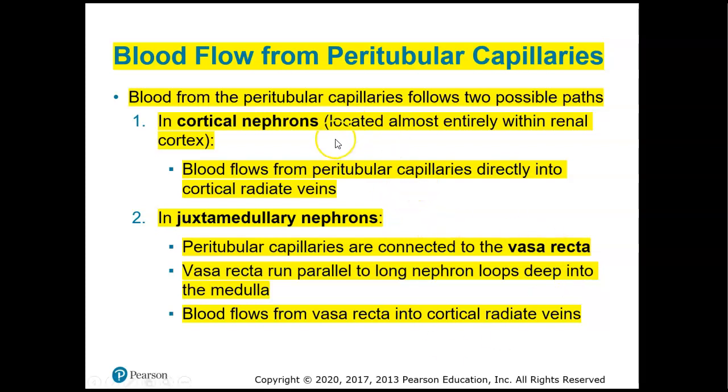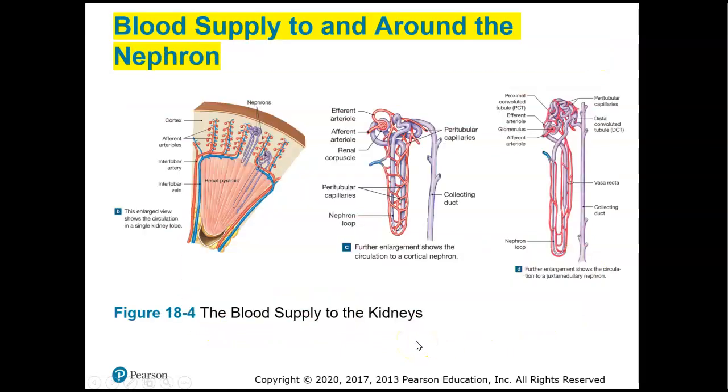Now, the peritubular capillaries that surround the nephrons have two possible paths depending on the type of nephron. So we have cortical nephrons that are located almost completely inside of the renal cortex. They're not as long, and blood flows from the peritubular capillaries directly into the cortical radiate veins. But in the longer nephrons, the juxtamedullary nephrons, the peritubular capillaries are connected to the vasa recta, which run parallel to the long nephron loops. And then blood flows from the vasa recta into the cortical radiate veins.